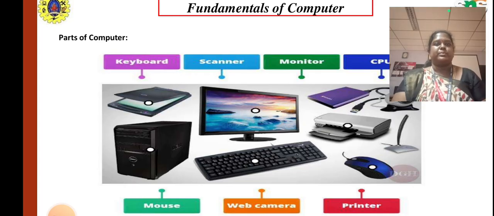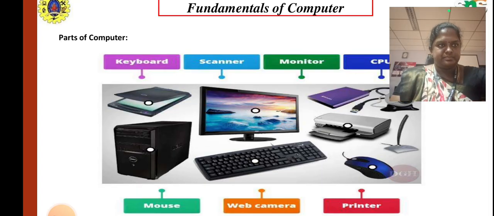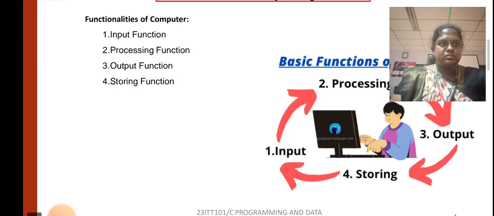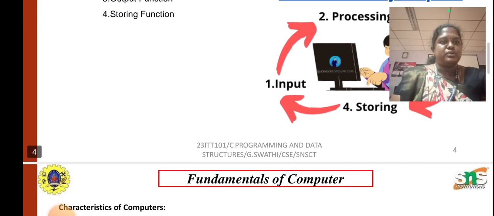The fundamentals of a computer: the parts of a computer are keyboard, scanner, monitor, CPU, mouse, web camera, and printer. These are called hardware, and a computer has software components too. The functionalities of a computer are the input function, processing function, output function, and storing function. While you give an input, it gets processed inside the computer and gives an output, and after getting the output, it is stored in a separate place. This is the fundamentals of a computer.